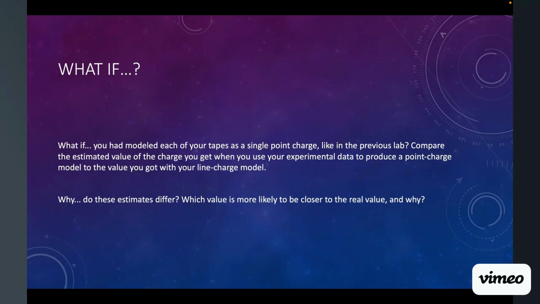So what if you had modeled each of your tapes as a single point charge, like in the previous lab? In the previous lab, we had a value of around 1.1 E8, and in this lab we had a value of 2.6 E8. As you can see, in the second lab we have a bigger value, almost double. Why do the estimates differ? This is due to the second one being a more accurate representation, as we're looking at the entire tape and specific point charges on the tape instead of just considering the entire tape as a point charge. That's how we estimate the charges better.